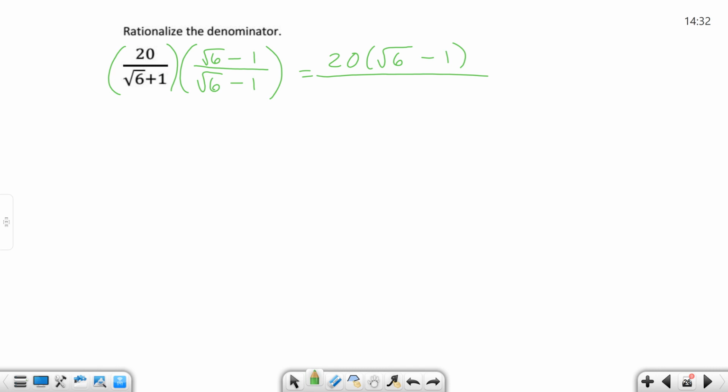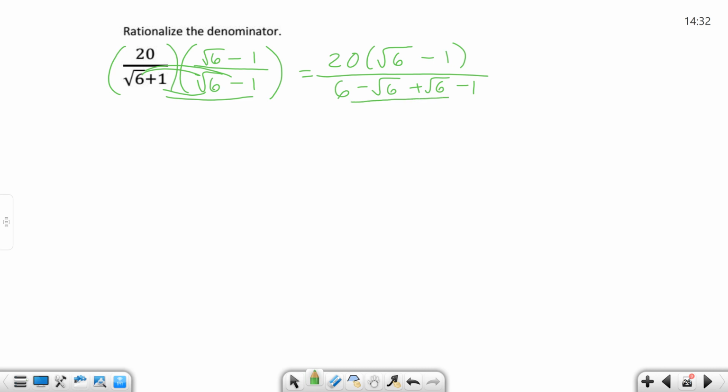So when I FOIL down here, this is first, outer, inner, last. The whole reason I use the conjugate. The square root of 6 times the square root of 6 is 6. And then I get the square root of 6 times negative 1, which is minus square root of 6. And then for this part, I get what? The 1 times the square root of 6, which is plus the square root of 6. And then I get positive 1 times negative 1, which is minus 1.